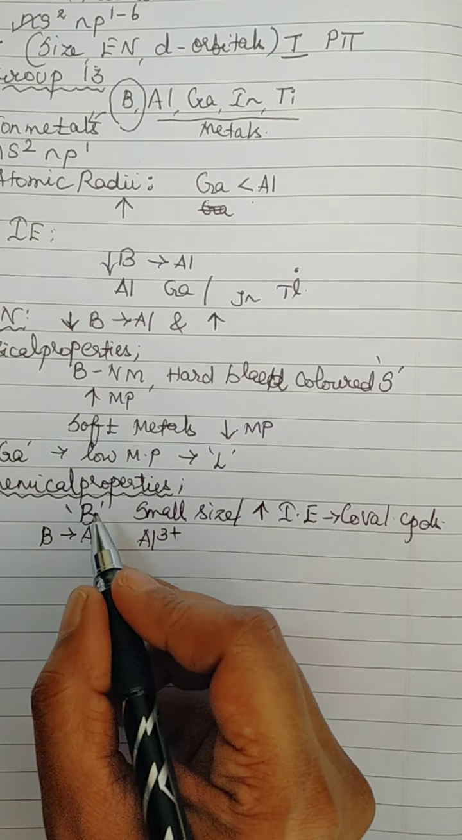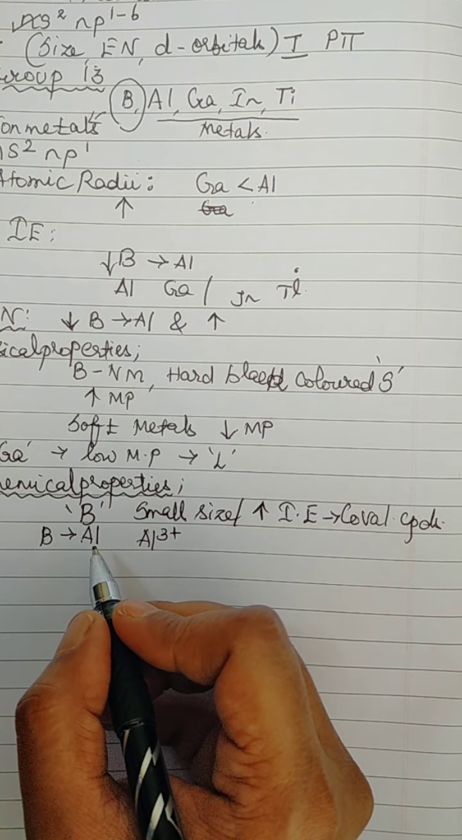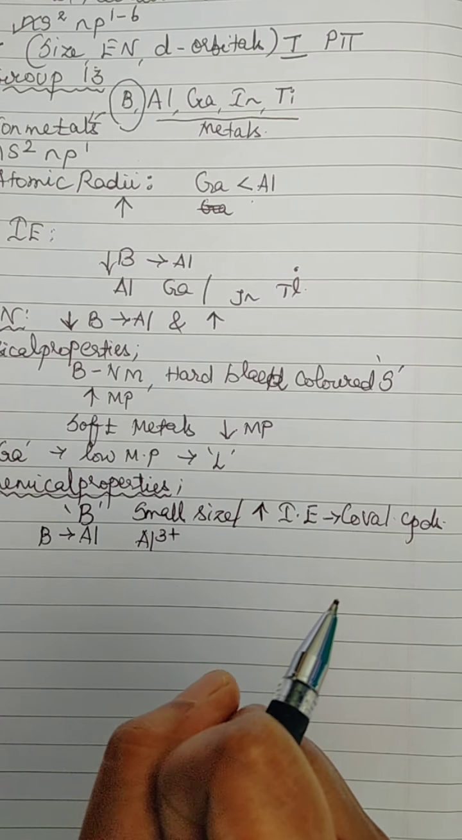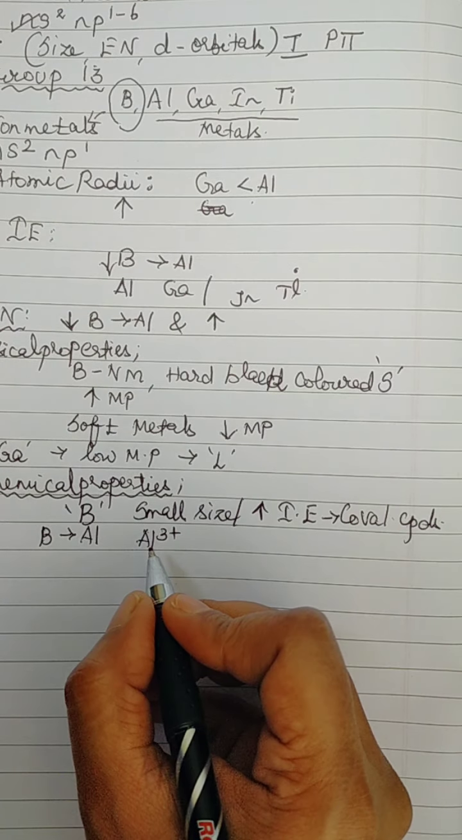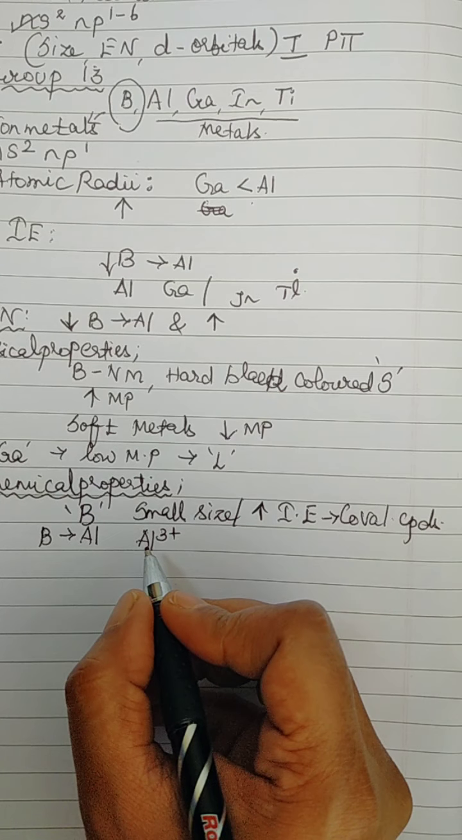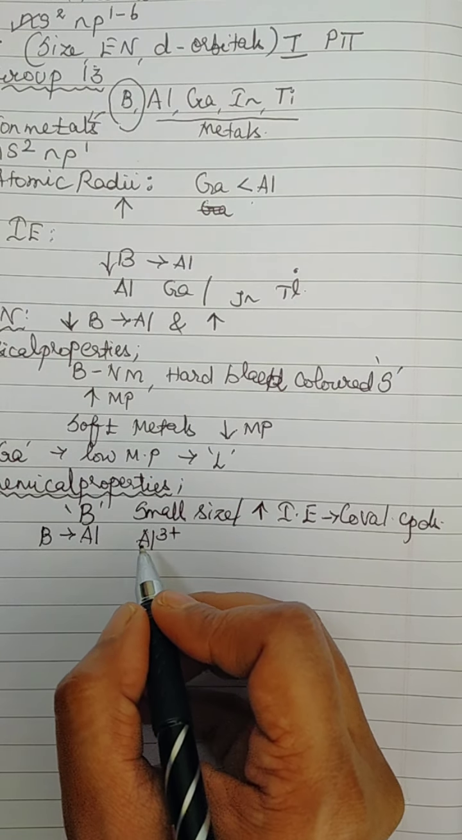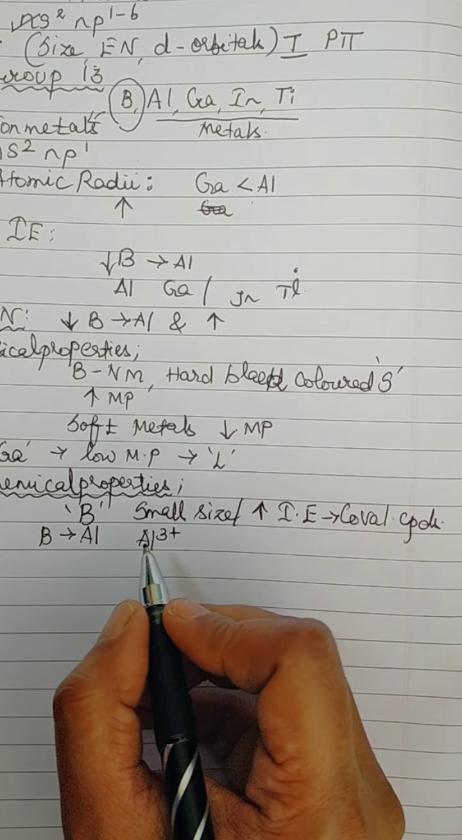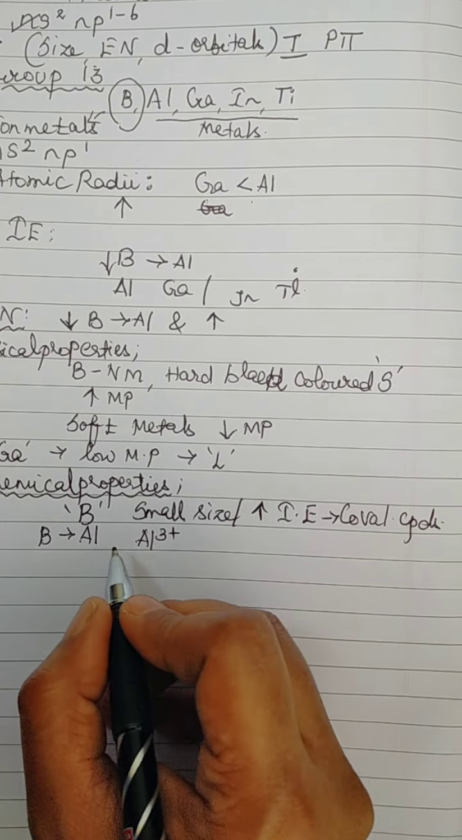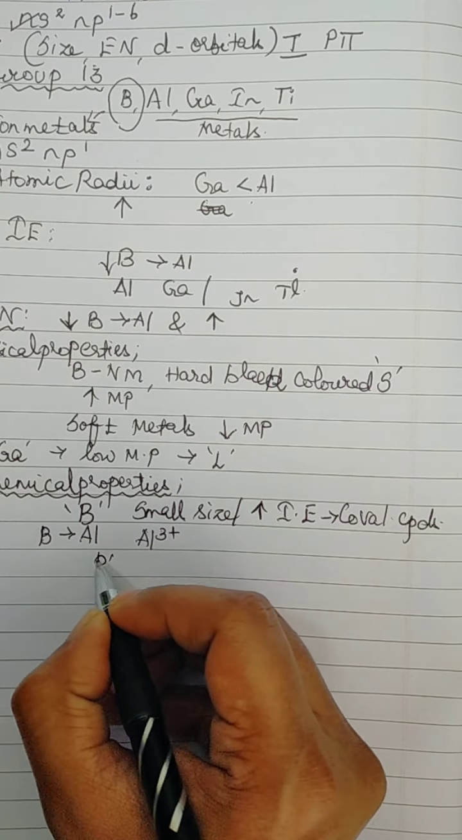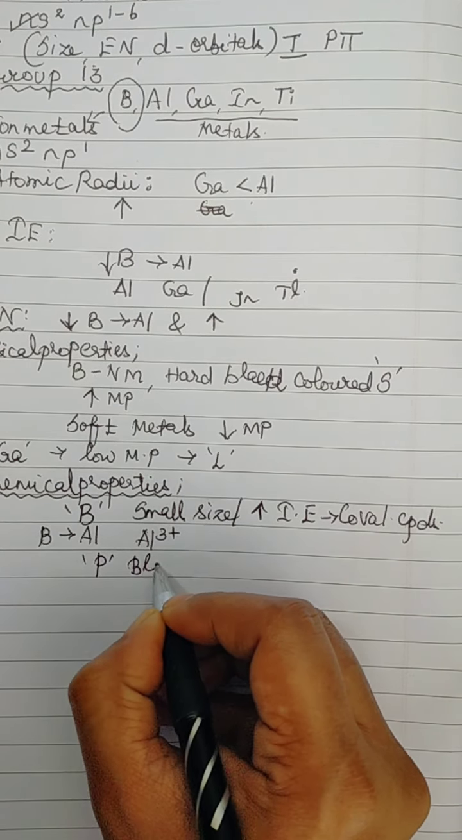Now I am moving down the group. Because of poor shielding and effective nuclear charge, the n s electrons will be held tightly, which is responsible for the inert pair effect. Thereby it restricts their participation in the bonding. Because of this, only the p orbital electron is involved in bonding, hence the name p block elements.